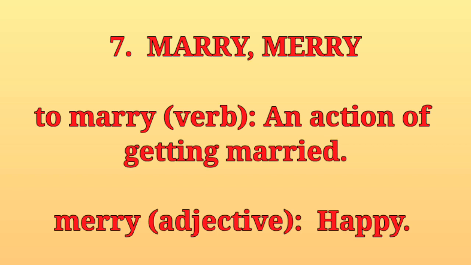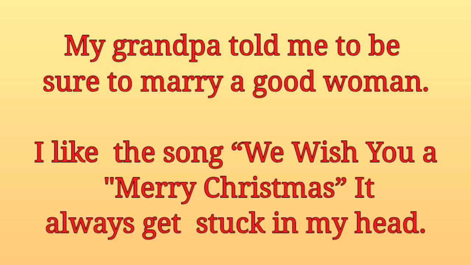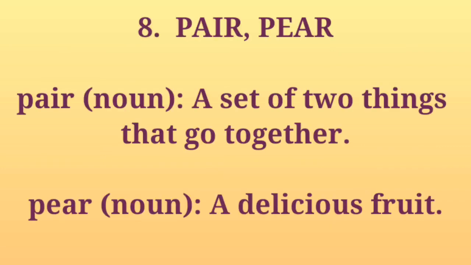Now next pair is marry with the A and E. Marry with the A means an action of getting married, and merry with the E means happy. Generally we use this in saying Merry Christmas. Now look at the sentence. First, my grandma told me to be sure to marry a good woman. Here marry means marriage. Now second, I like this song, we wish you a Merry Christmas. It always gets stuck in my head.